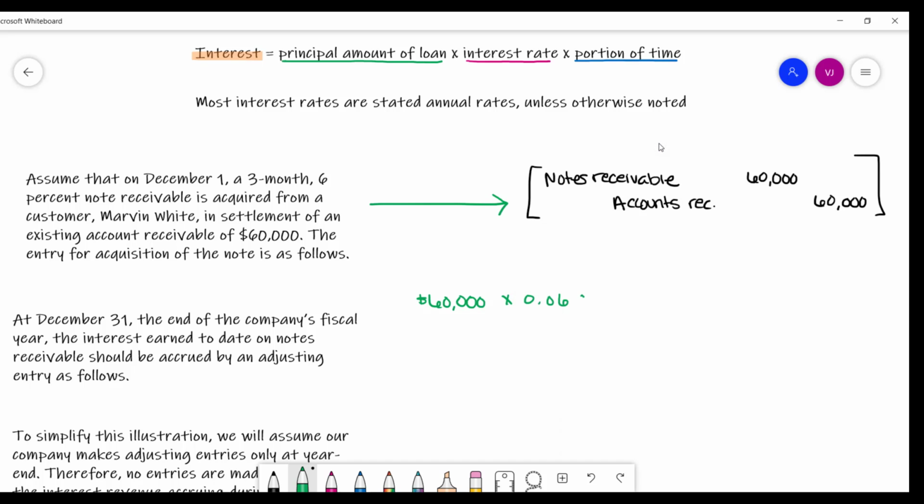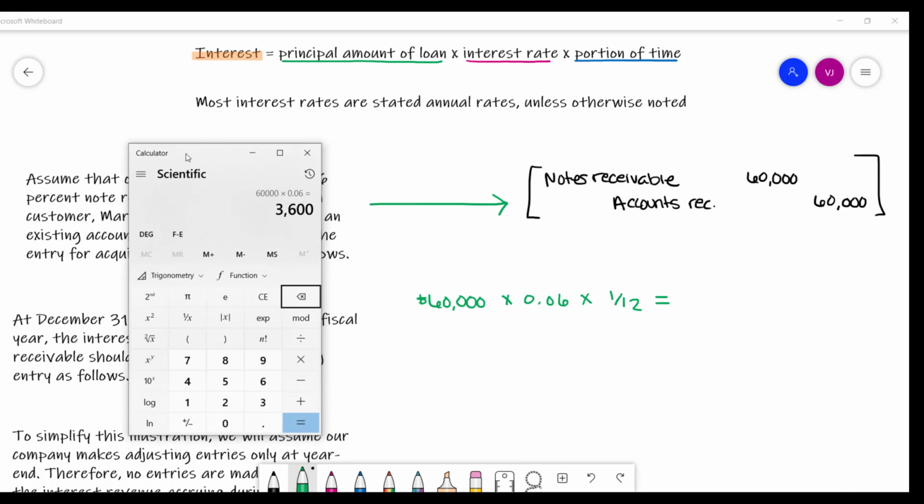So this isn't for an entire year. This is just for a month. From December 1st to December 31st, only 1 month will have passed. So we want to find out what 1 month out of the 12 months of a year, how much 1 month of interest would be.